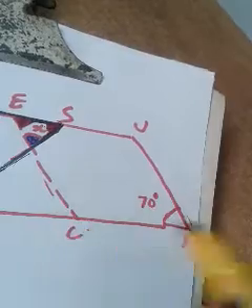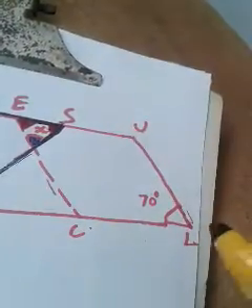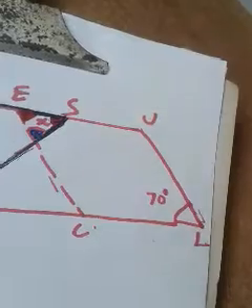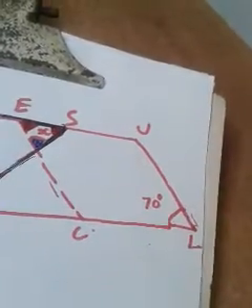Consider the parallelogram CLUE. In the parallelogram CLUE, angle L and angle E are opposite angles of the parallelogram. We know that opposite angles of the parallelogram are equal. If angle L is equal to 70, angle E also should be what? 70, because opposite angles are equal.